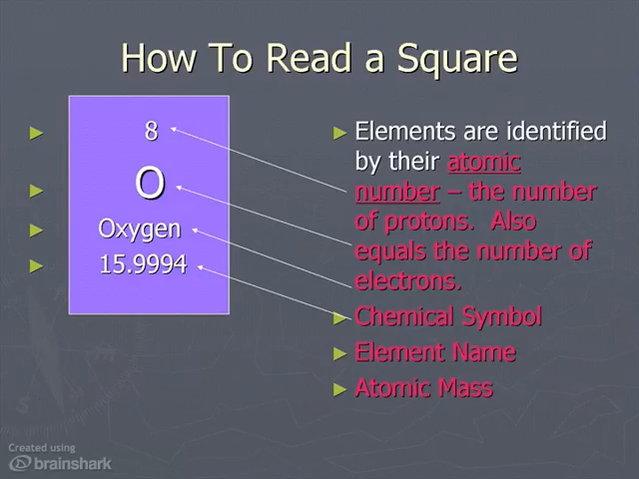In your Cornell notes, you need to draw this square. This is a square that you would normally see on the periodic table, and it has information about each element. They're identified by their atomic number, and that's that top number, 8. It's also the number of protons, so it's important to remember that the number of protons identifies that particular element. It also equals the number of electrons, so if there are 8 protons, then there are also 8 electrons. You also have the chemical symbol, O, which is for oxygen. Sometimes you'll find the element name on the square, but not always. And then you'll also have the atomic mass.